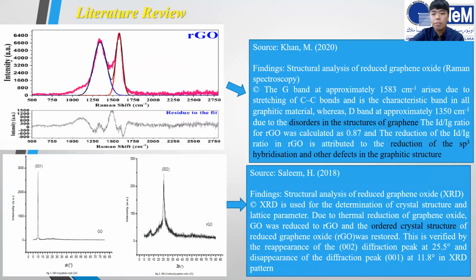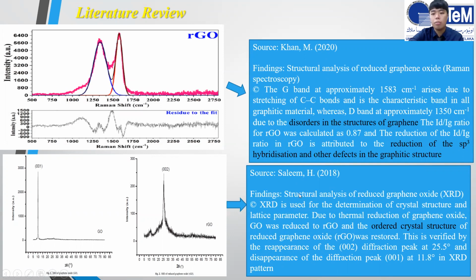The next finding is structural analysis of reduced graphene oxide by Raman spectroscopy, by Khan M 2020. As we can see, the G band has a Raman shift of 1583, and the D band has a Raman shift of 1350. These two peaks are formed due to disorder in the structure of graphene. The ratio of the two peaks is calculated as 0.87.